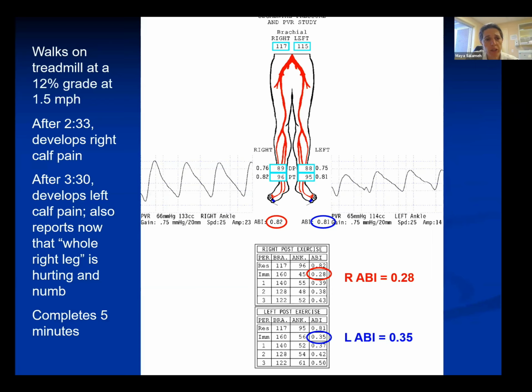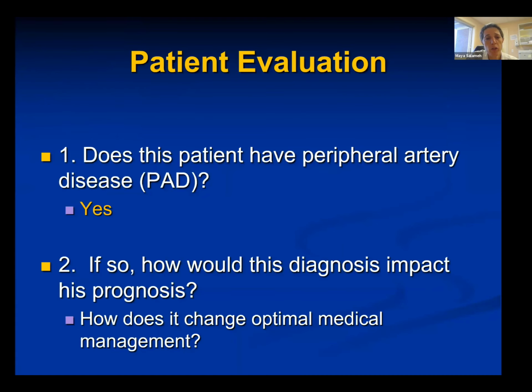And you can see here that he developed symptoms during his exercise, and at the end of the 5 minutes had dropped his ABI to 0.28 on the right and 0.35 on the left following exercise. So the answer to the first question is yes, indeed, this patient has peripheral artery disease. And I think we can reasonably say that it's contributing significantly to his exertional leg symptoms based on the exercise ABI.